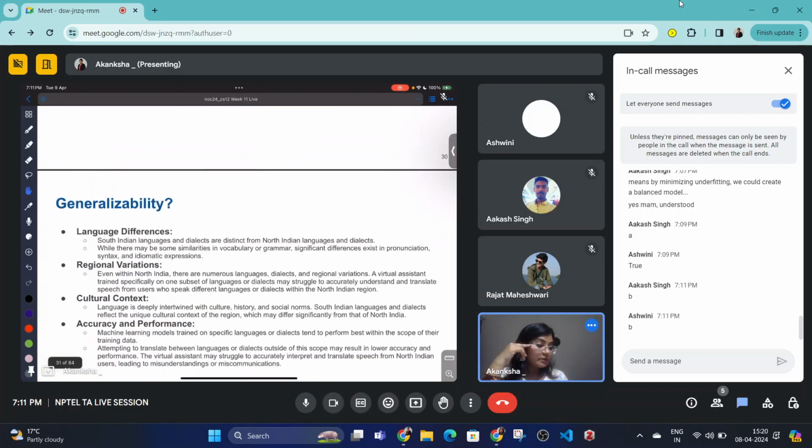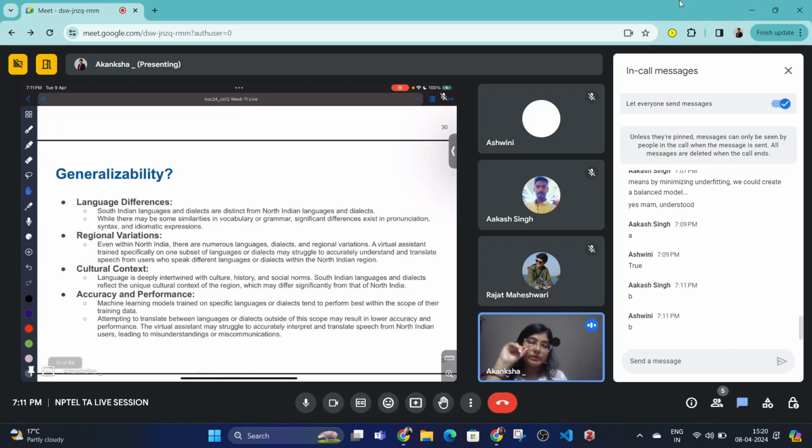Okay. So we talk about generalizability. We talk about these biases, right? The language differences are there. South Indian languages are completely different from the North Indian languages. Maybe Hindi and Tamil, they're very different. So one model that has been trained, one virtual assistant who knows Tamil might not be able to generalize well to Hindi, right? There might be some similarities, but there are a lot of differences, and different contexts are also there. These regional variations are also there.